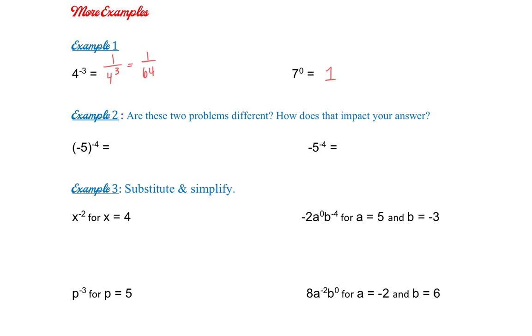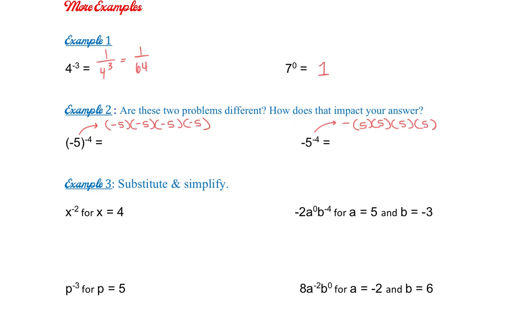Go ahead, pause the video, think about example 2. Are these two problems different, and how does that impact your answer? This is going all the way back to chapter 1. All right, I'll give you a little hint here. Hopefully you paused the video and tried it on your own. Remember, if there are parentheses around that negative number with an exponent, that negative sign goes with all of the numbers. However, if there is no parentheses around that negative 5, there's a negative sign out front, and then it's just 5 times 5 times 5 times 5.